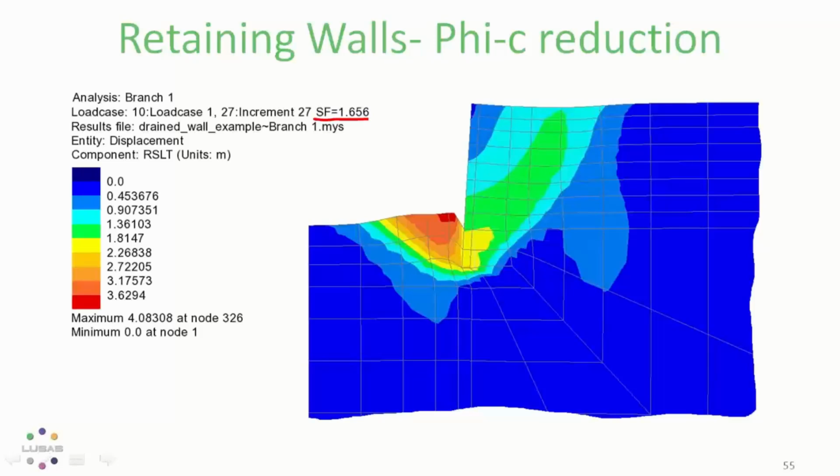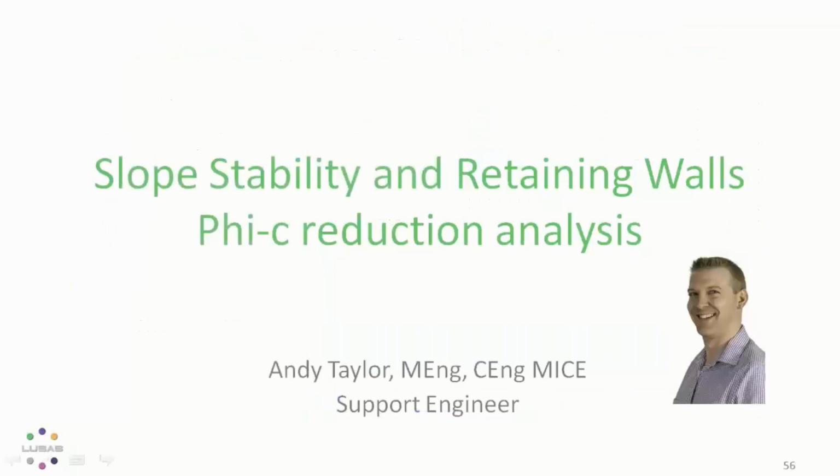Whatever the situation, it's always as simple as defining and assigning a Phi-c reduction attribute, and when you solve, the soil strength will be incremented downward until failure in order to determine that safety factor. So Andy will now show us the new geotechnical Phi-c analysis tool.